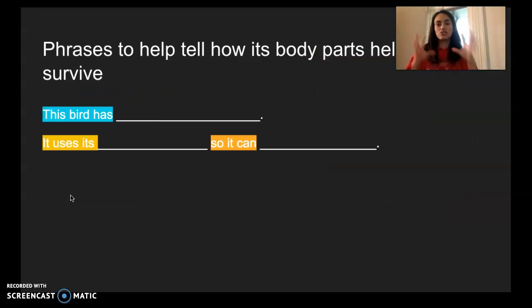So I took just those chunks out of the text to make you guys a sentence frame. We're going to use this sentence frame here to help us with our writing today. We're going to say, "This bird has the ___ body part. It uses its ___ so it can ___," okay?